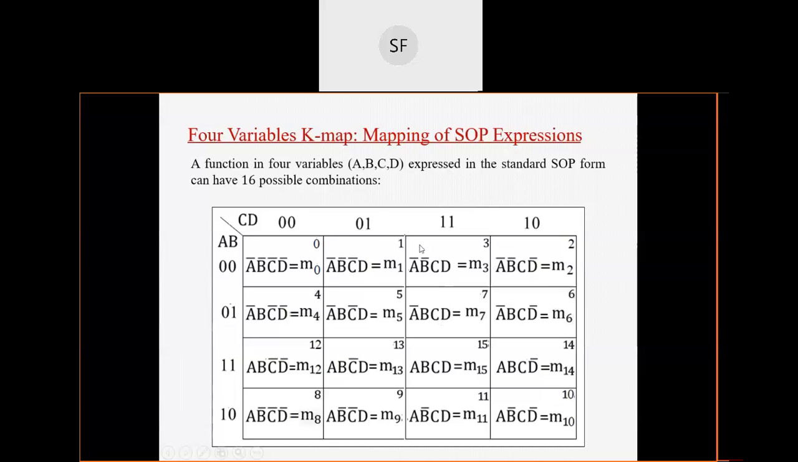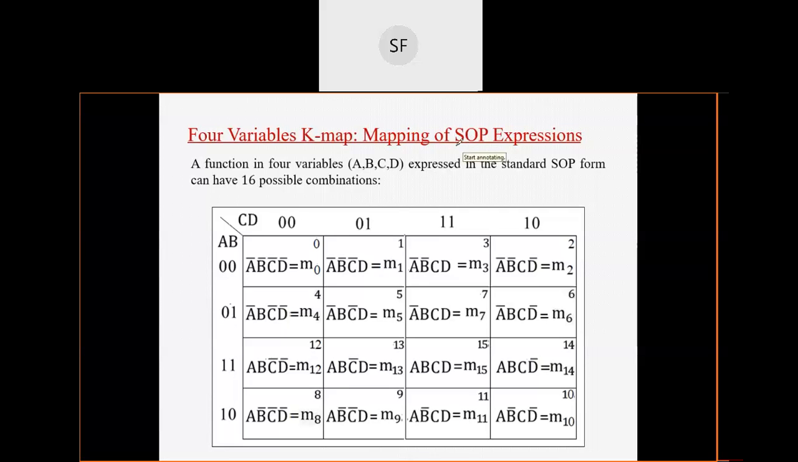If you are having any doubt in this particular slide, you can ask me. Just wait a couple of minutes here and go through all these cells, the values of the min terms. Again, you can observe that for min term M0, the term associated is A bar, B bar, C bar, D bar. Why? Because here the values of A, B, C, D are 0, 0, 0, 0.